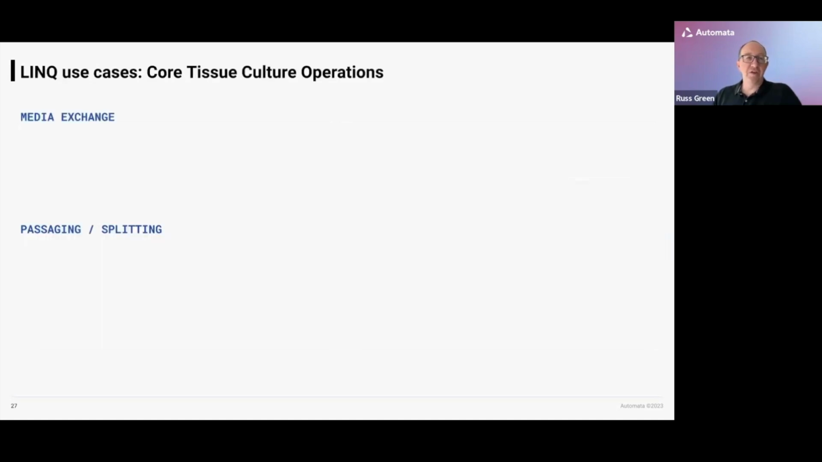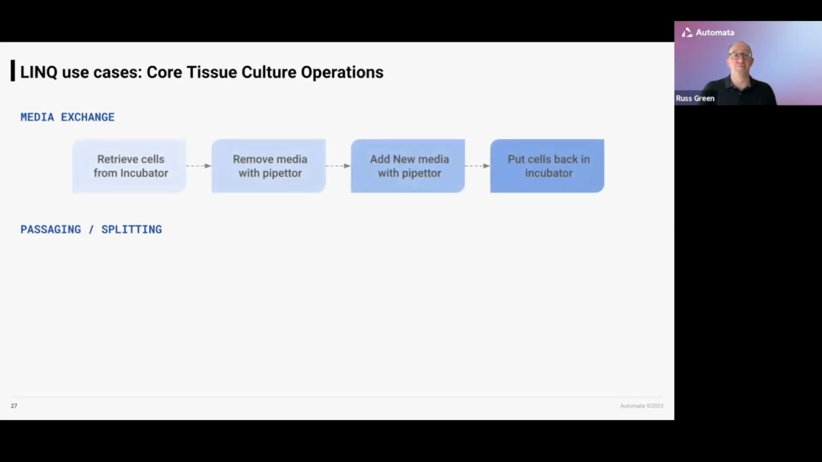So, a couple of specific use cases. I always like to start off by talking about some of these core tissue culture operations. If I think about automating any cell biology experiment where I am culturing mammalian cells, I always have to do two things. I have to exchange media or feed my cells, and I have to do passaging or splitting. So media exchange, quite simply, is where I get cells from an incubator, remove old media, either all or some of it, and then replace it with new media before putting the cells back in the incubator. So a super simple process. And more often than not, I do layer in some kind of analysis into that process as well.